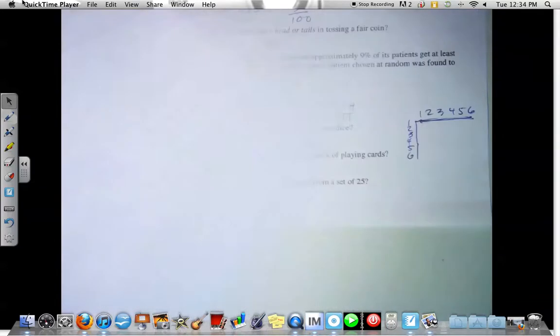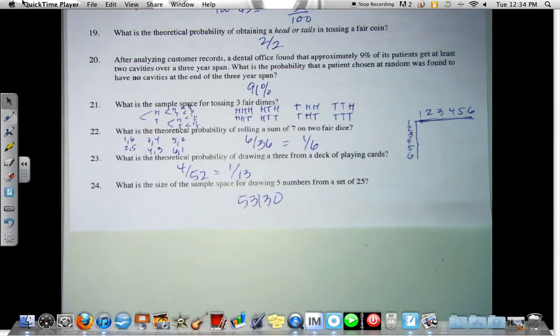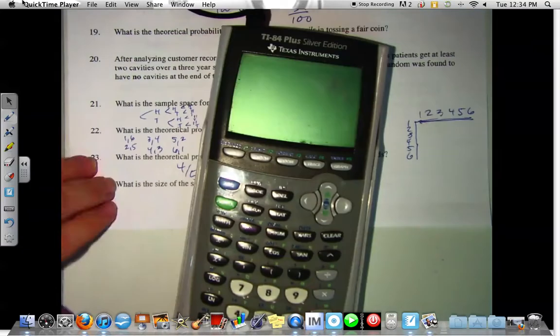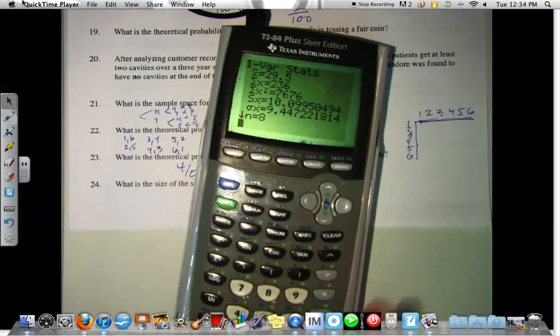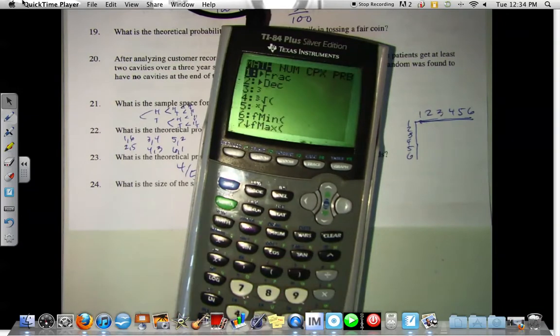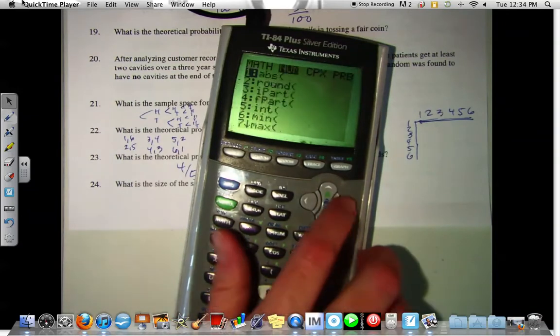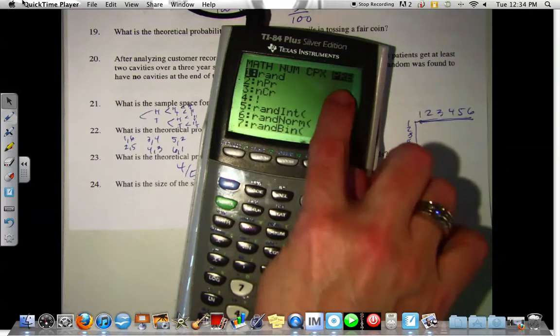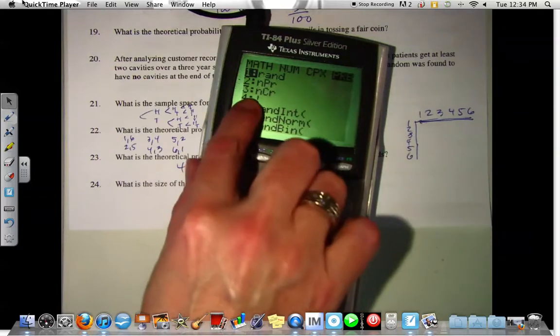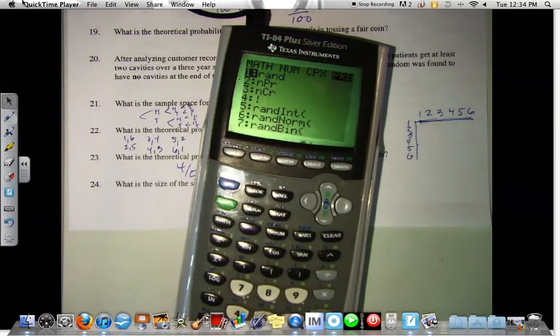The other way that you can do it is on your calculator. So you have 25 items that you're drawing from. Hit your math key. You're arrowing over to probability. And we want the number of combinations. So that's 3. And we're choosing 5 at a time. So you type in 5. Hit enter. Gives you the same number that you get on your sample space template, 53,130.